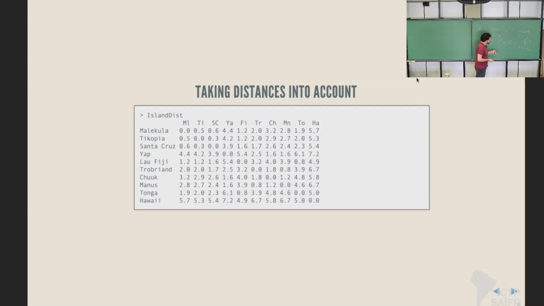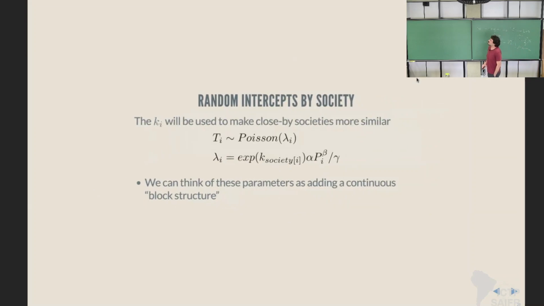In this case, since our model is multiplicative, we're going to use a random intercept that manifests here as a multiplicative constant. So we're going to have some positive number here that varies by society, and that will include this information on distance. So this is how it looks. So we take our predictions from the last model, and we add some coefficient here that varies by society, that is supposed to make close by societies more similar to each other.